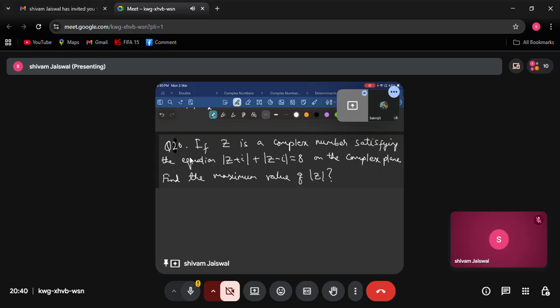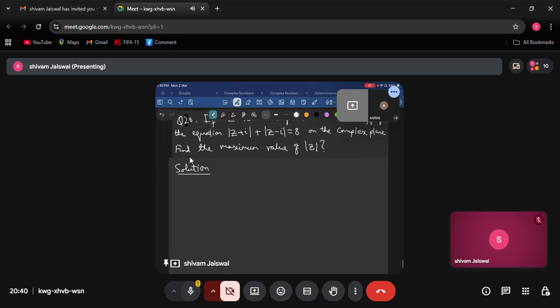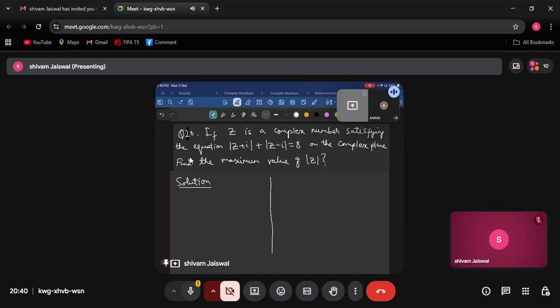Your answer is correct. So what do you think, everyone? Sum of the distances from two fixed points is equal to constant. What does Z represent? Tell me. An ellipse. So is it a vertical ellipse or a horizontal ellipse, Sarthak? Vertical ellipse, because the foci lie on y-axis, I mean the imaginary axis. Can you understand? Okay, sir.